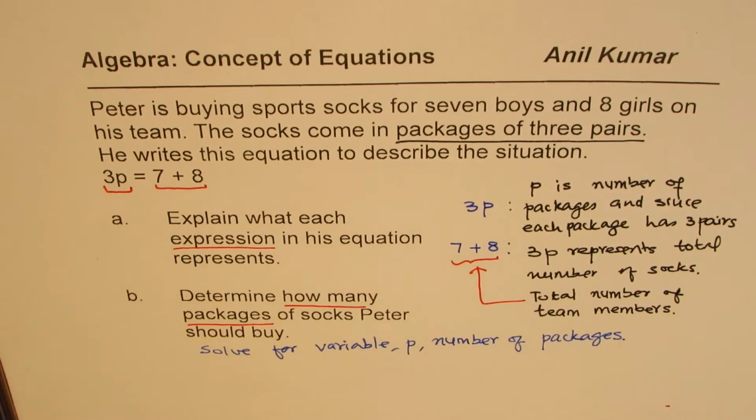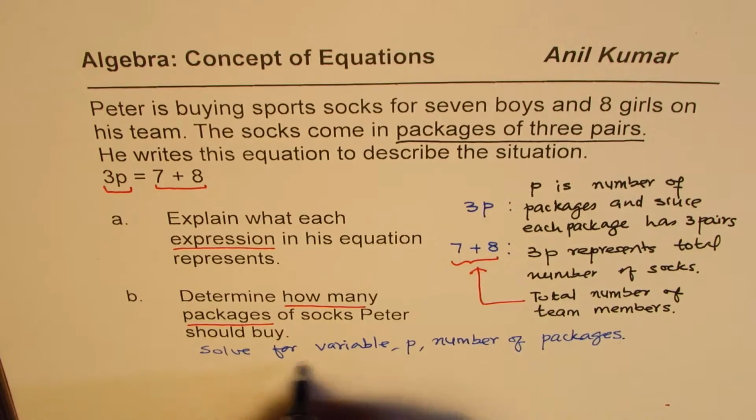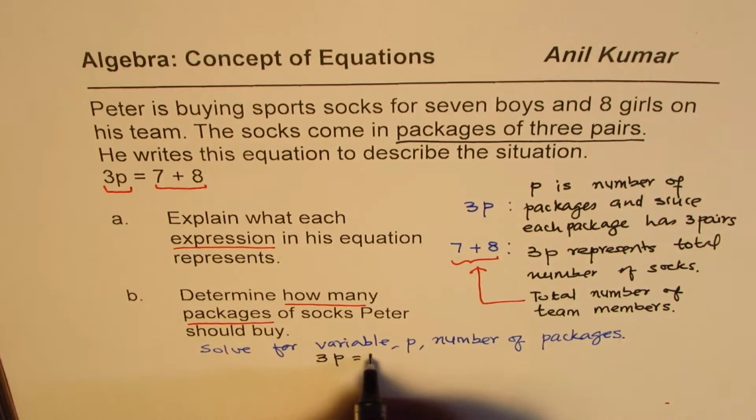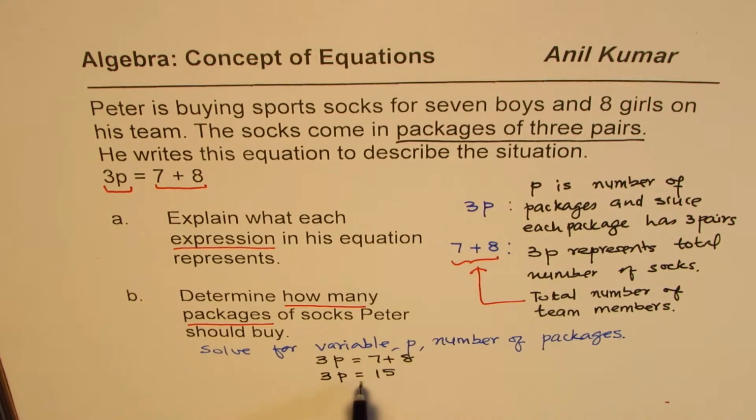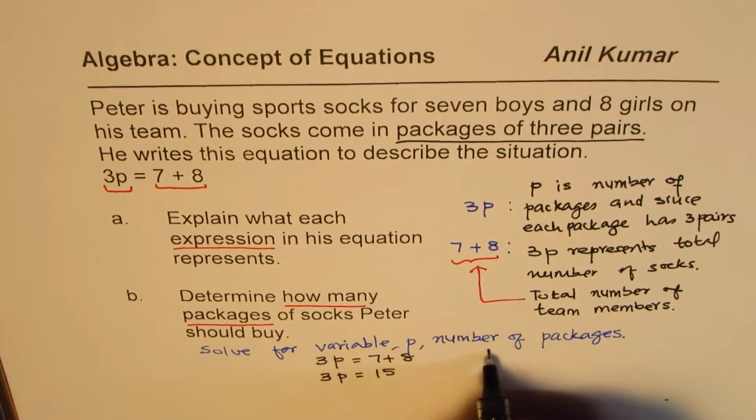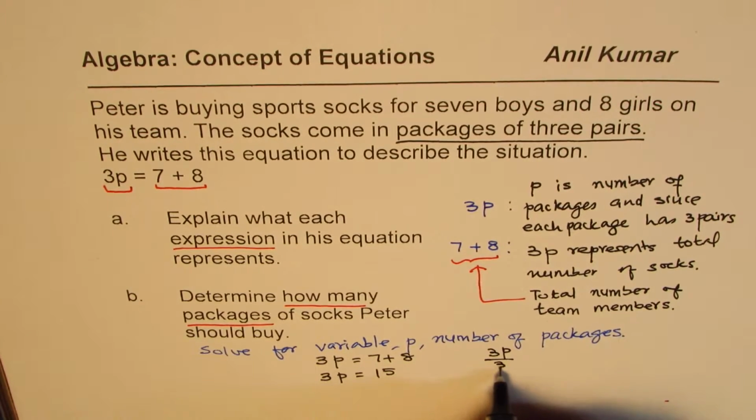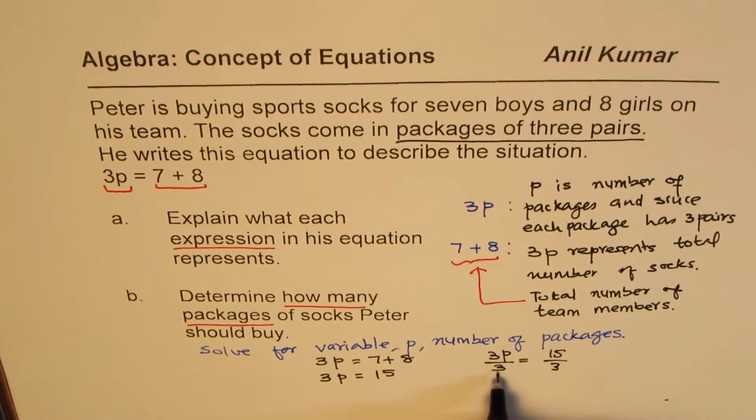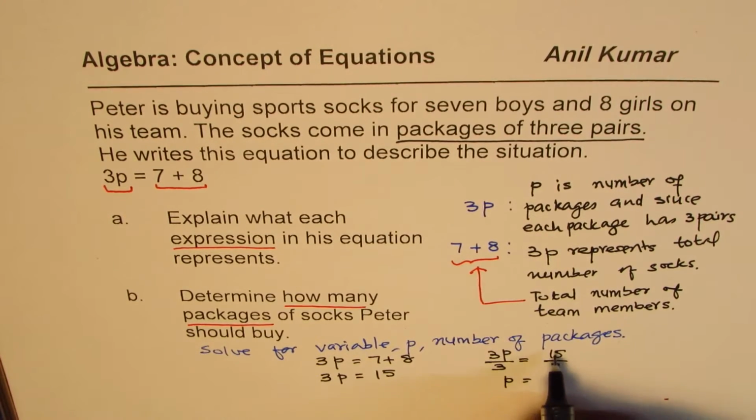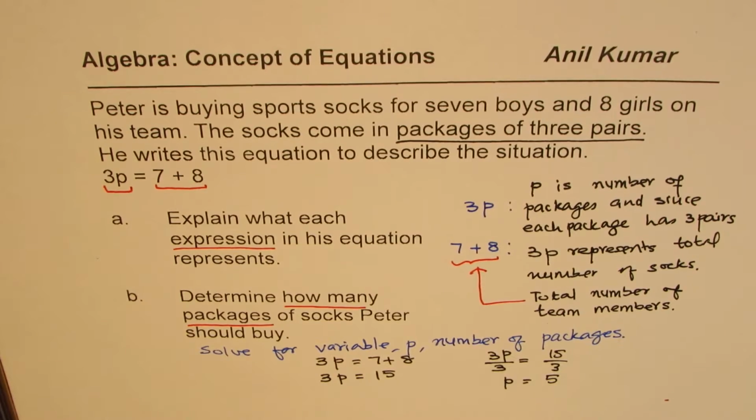3p equals 7 plus 8. When you combine 7 and 8, you get 15, right? So we have 3p equals 15. Now to find p, we should divide both sides by 3, right? So we'll divide 15 by 3, and we'll also divide 3p by 3. When you divide 3p by 3, you get p equals 15 divided by 3, which gives you 5.